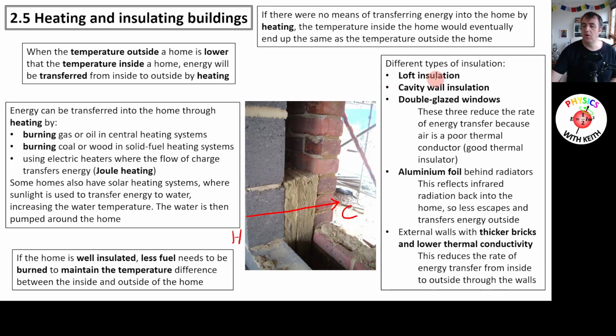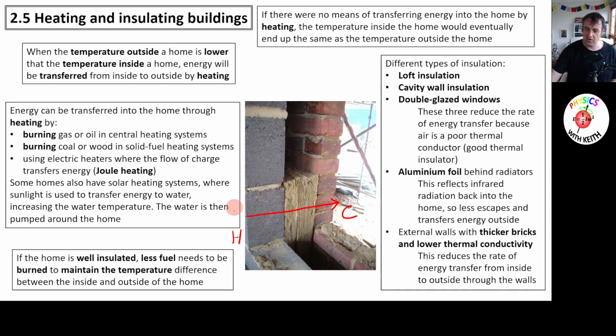Okay, so let's start with loft insulation. You just pack this stuff up in the loft, traps air, fine. Cavity wall insulation, that's fine. Double glazed windows, it's not a vacuum in between the panes. It's usually very dry air. If the air gets any moisture in it, the windows can go cloudy. You can fix it, but it is not ideal. So double glazed windows, even triple glazed windows, air is trapped and air is a bad conductor.